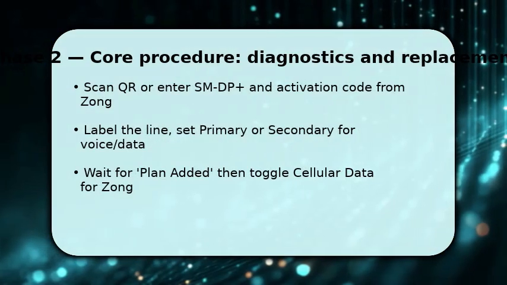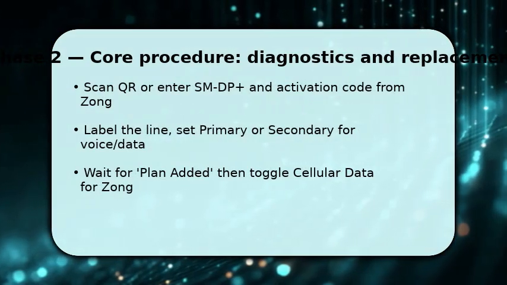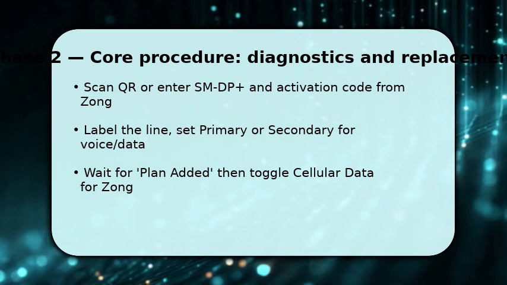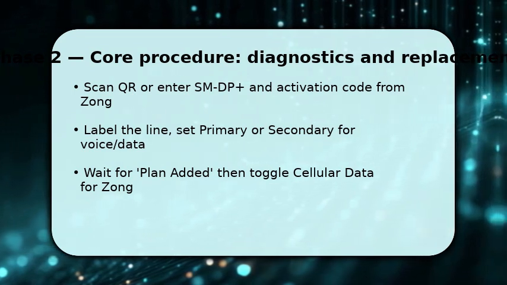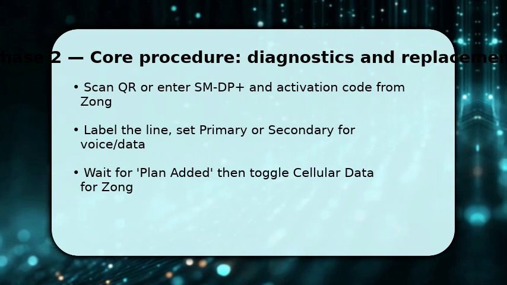Once you scan the Zong QR or manually enter the SM-DP+ address and an activation code, the phone downloads the eSIM profile. This is the crucial background step.